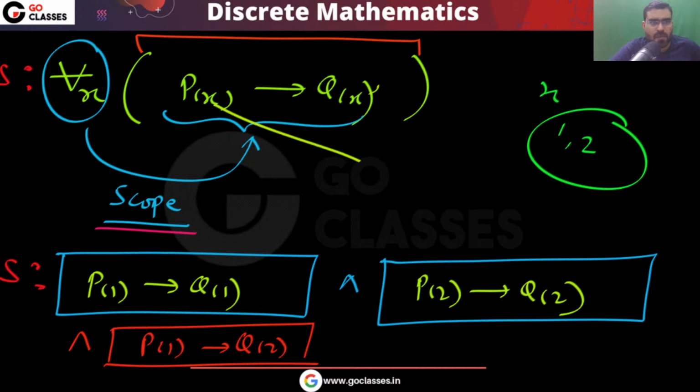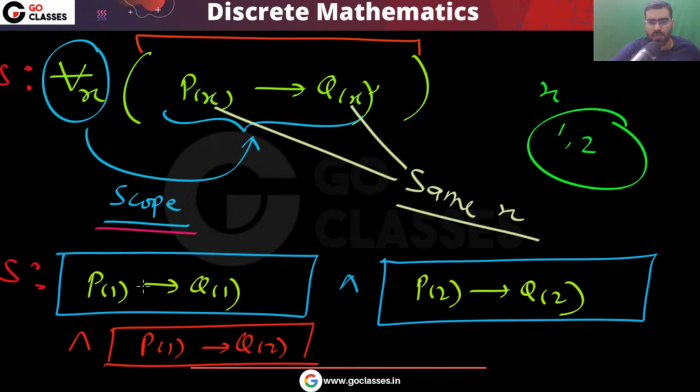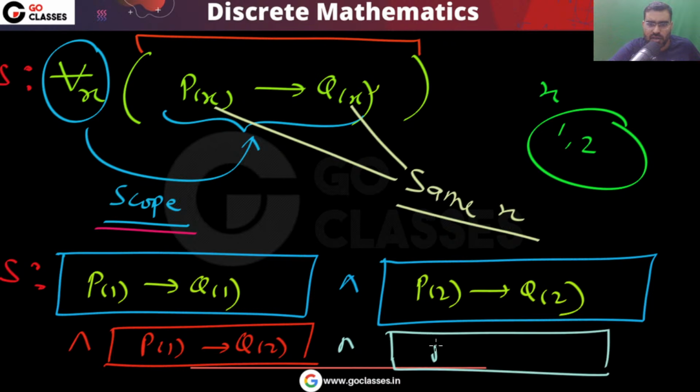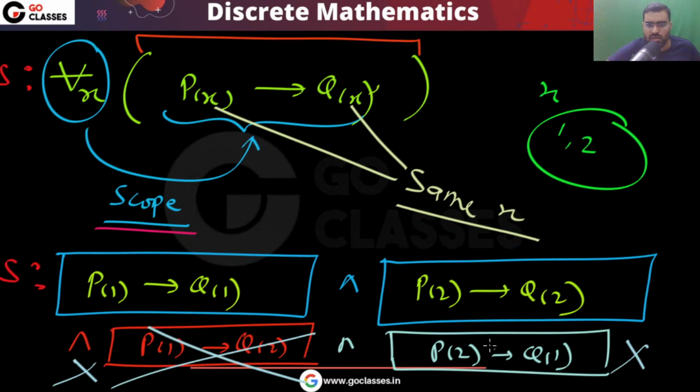Please understand, these two x are basically the same x. So you cannot do this. If you do P2 implies Q1, that will be wrong. This is completely wrong. So this is what I'm telling you, this you cannot do.